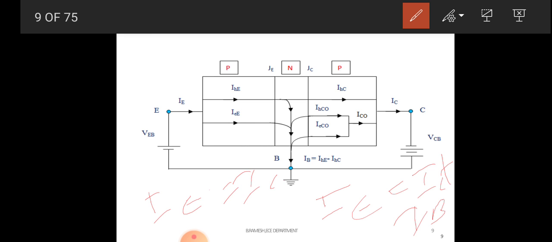From this circuit diagram we can write IE is equal to IC. This is a common base configuration, so the input current is the IE current and the output current is the IC current, and both are the same. So the current gain becomes unity for the common base configuration.